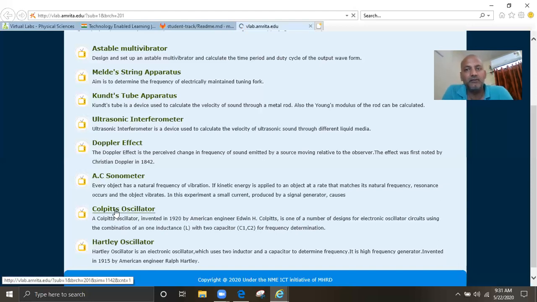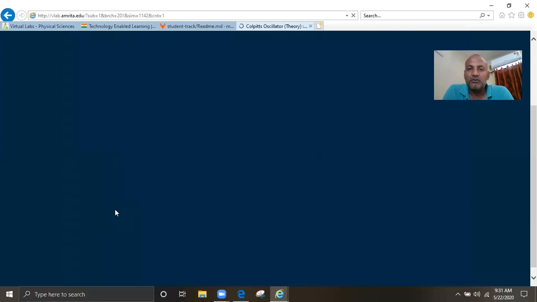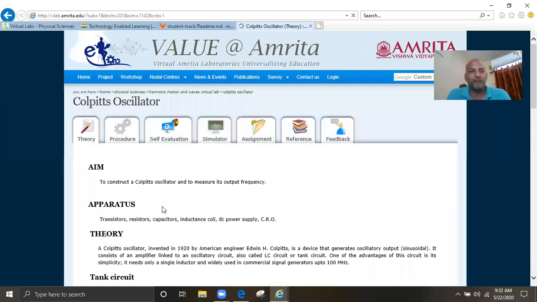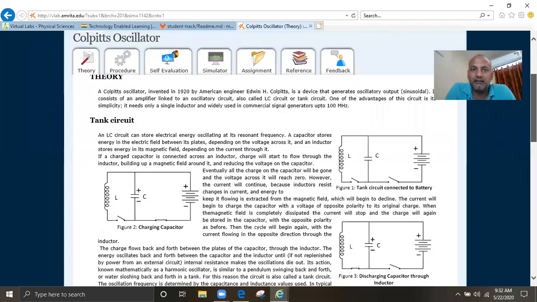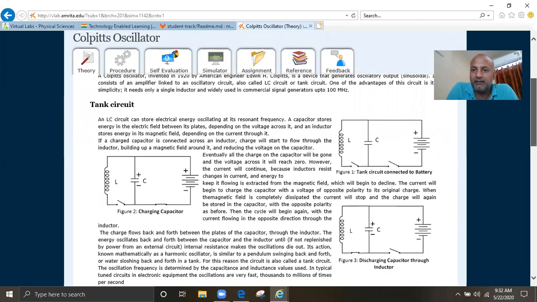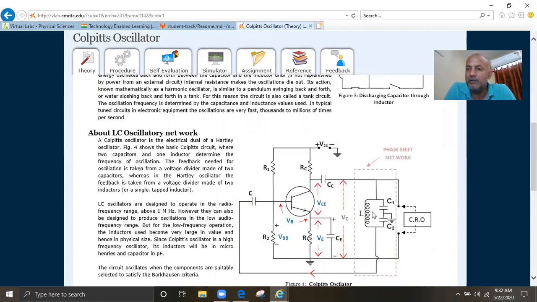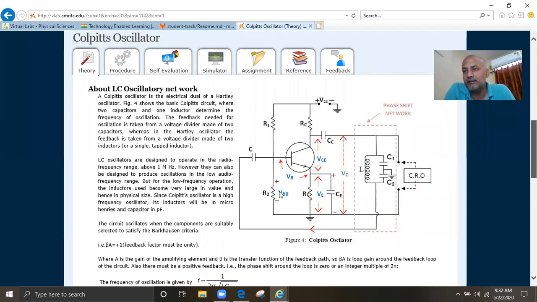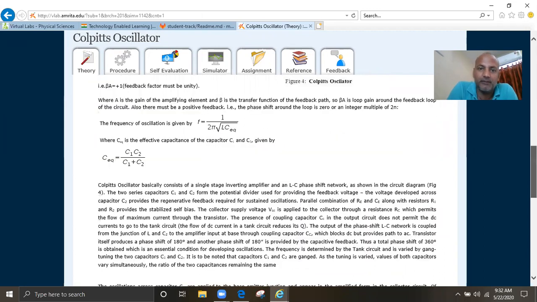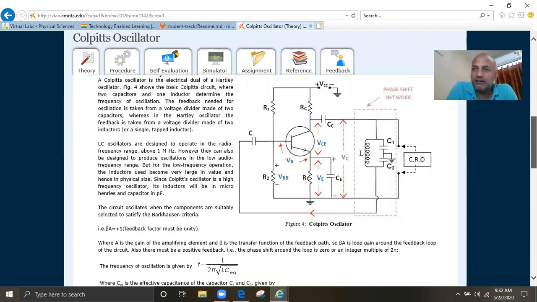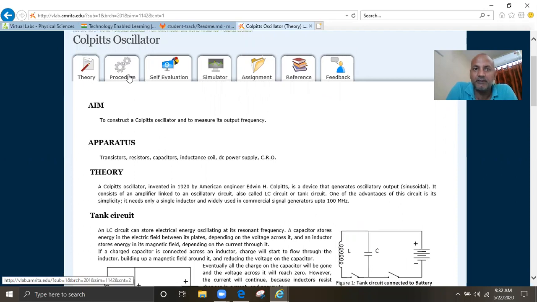So today we are going to perform an online practical on the virtual lab, Colpitts oscillator. Aim: to construct a Colpitts oscillator and to measure its output frequency. The apparatus is the same, except this time we are going to use two capacitances C1 and C2 instead of two inductances L1 and L2. So the only change is in the tank circuit. The rest of the things are the same as in the previous practical's procedure.